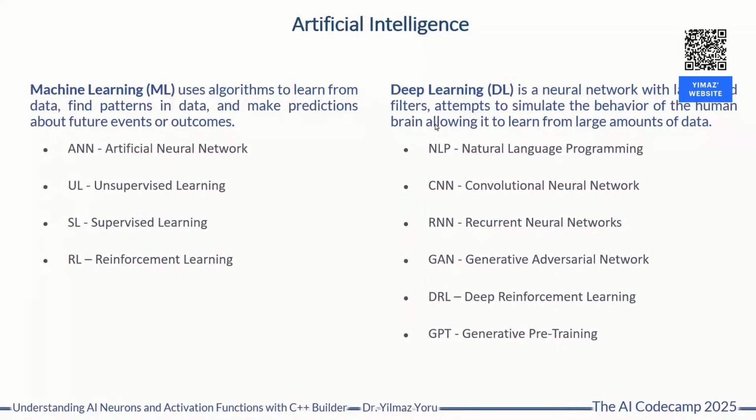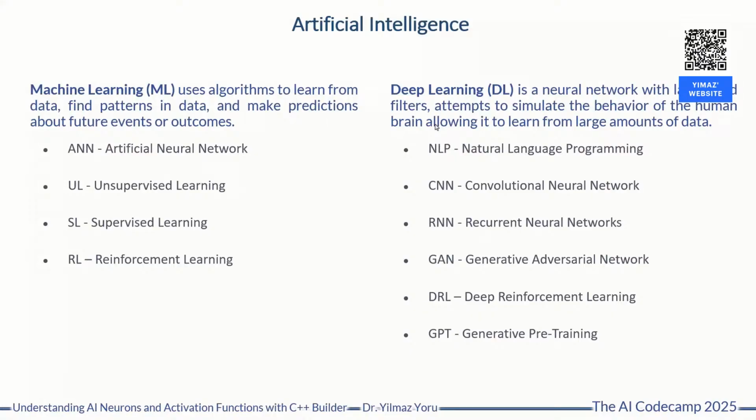Deep learning is a neural network with layers and filters that attempts to simulate the behavior of the human brain, allowing it to learn from large amounts of data. So in machine learning, there are fewer layers and less data. In deep learning, there are more layers, filters, operations, and more data.